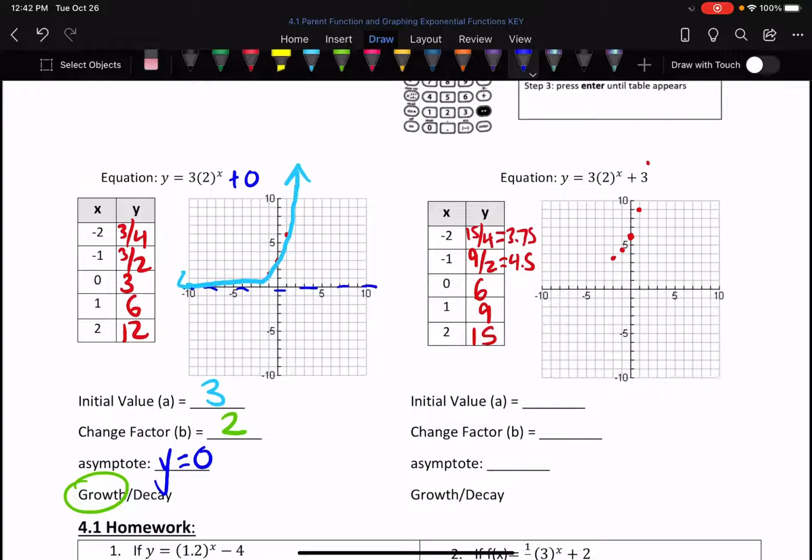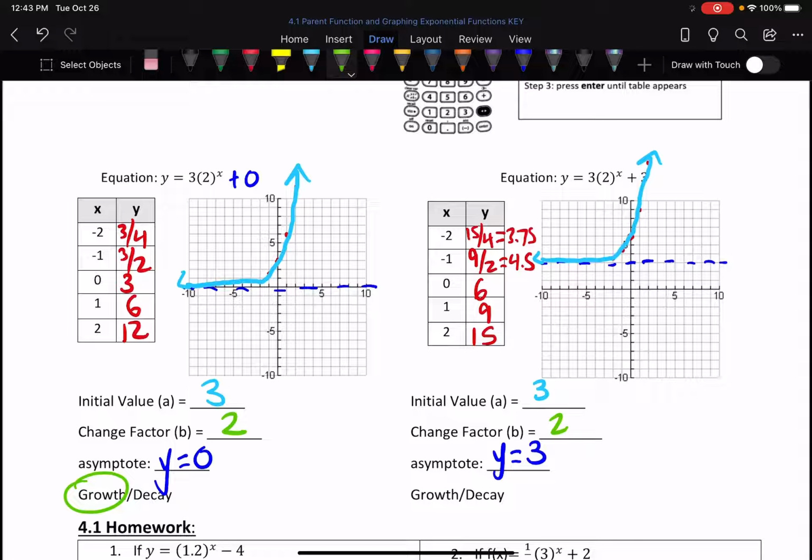Now let's look at our horizontal asymptote. Well, our k value in this case is 3, so I'm going to have a horizontal asymptote where y equals 3. So that means I cannot pass this invisible line here at 3. So if I draw my exponential function now, I can see that all my values are approaching this horizontal asymptote at 3. My initial value in this case is still 3. My change factor is still 2, but notice that my asymptote is 3.